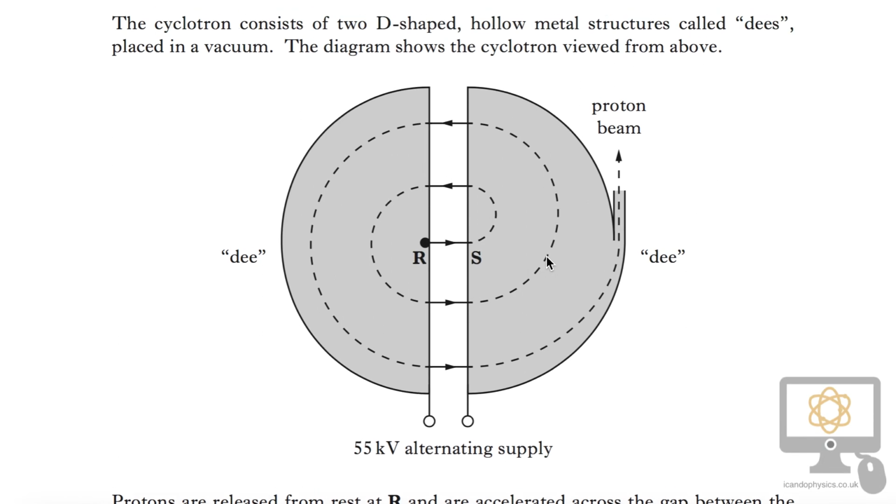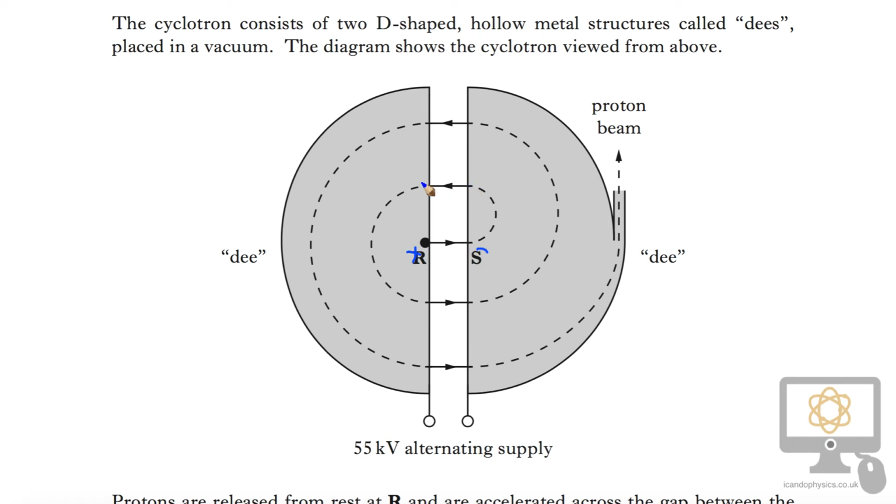So what's going on here, just to remind you all, is that the particles are entering here at R and they accelerate across this potential difference of 55 kilovolts. When they do that, this side needs to be negative and this side needs to be positive. And so they accelerate across. Remember, they're protons, so they're attracted to the negative plate. And then they go into the magnetic field and they turn around and they exit here.